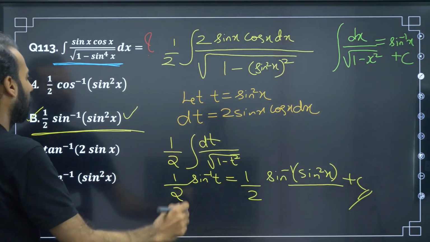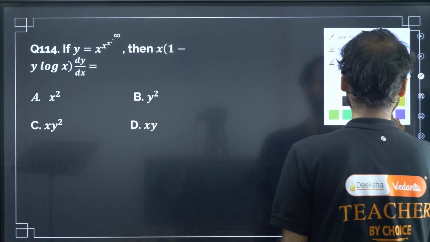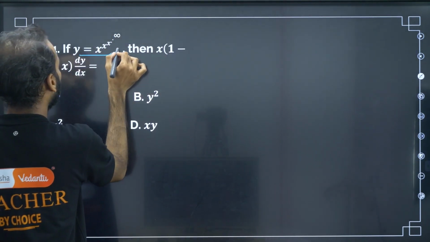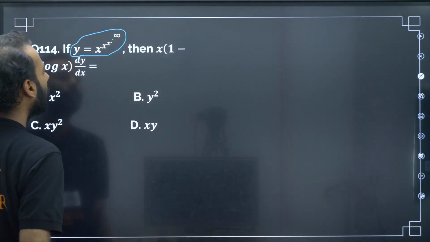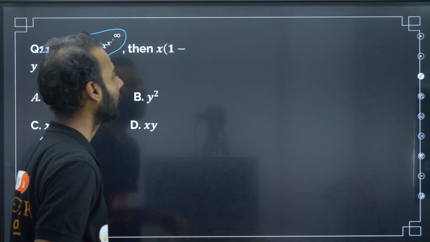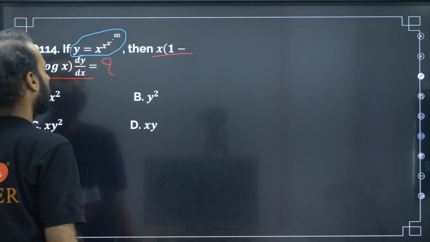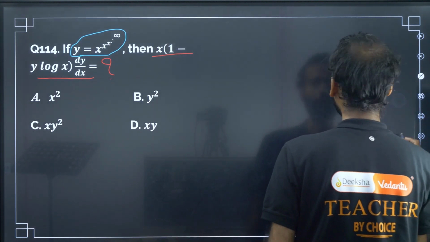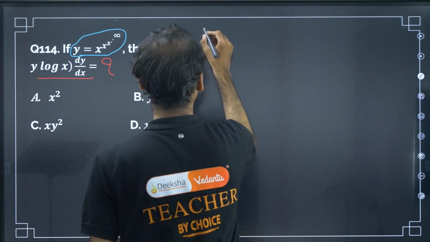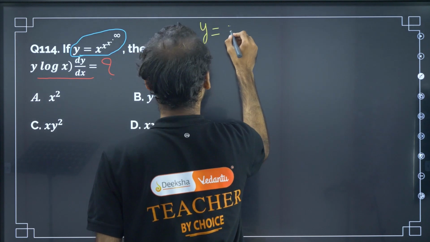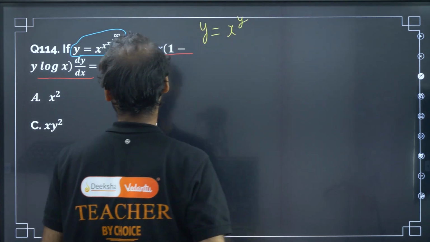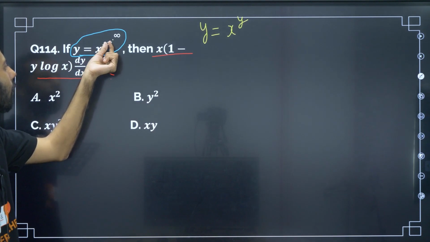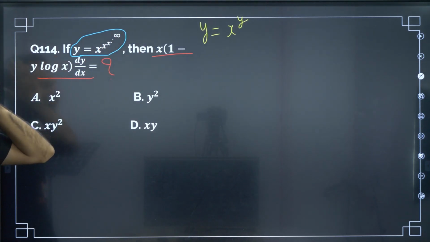Moving on to the next question. What is the given data? They have written y is equal to x raised to something, and they are asking what this expression is. So how to start? Let me write the given question. Y is equal to x raised to y. If I call this x, y, it is the same thing.